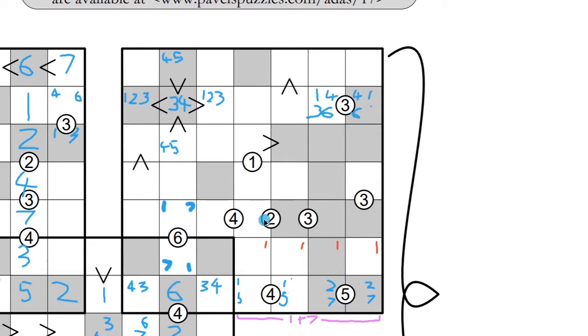Oh, I'm too scared. If it's a 4 here, we can't have a 3 because then these pairs don't work. So it'd be 4, 2, 1. If it's a 3 here, it's 3, 2, 1. Therefore, yep.